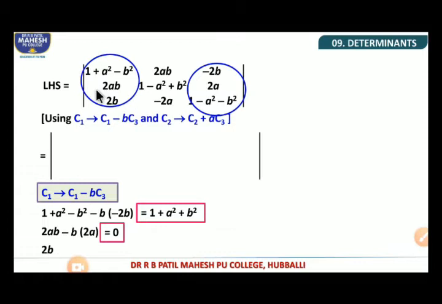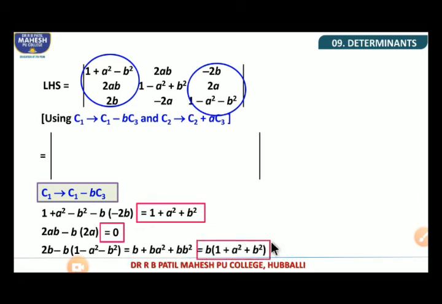Similarly for the third term, 2b minus b into the bracket of 1 minus a square minus b square. We multiply b to all the terms, so 2b minus b remains only b, and minus b into minus a square means plus b a square, and minus into minus becomes plus b into b square. So we have b plus b a square plus b cube. Here we can take b common, so we have b into the bracket of 1 plus a square plus b square. Put these three values in the first column.